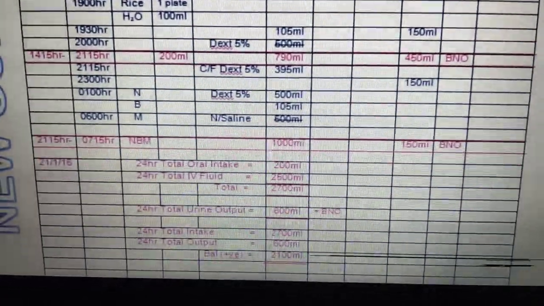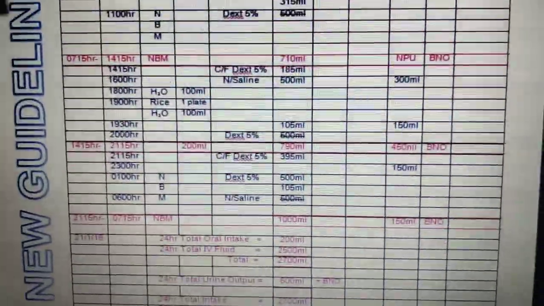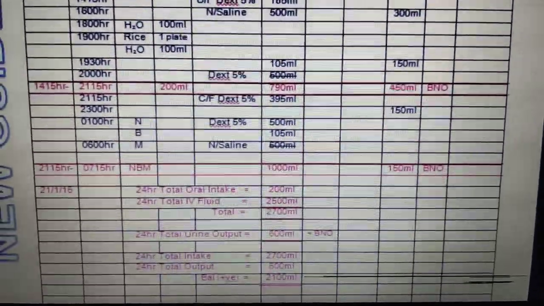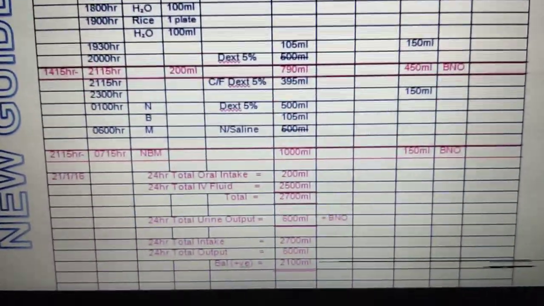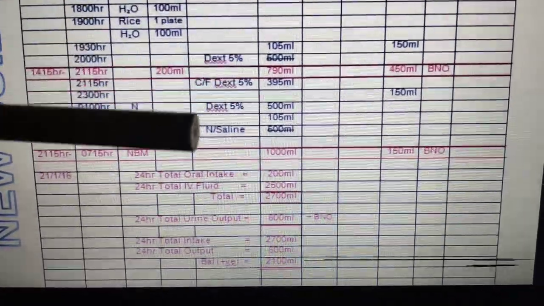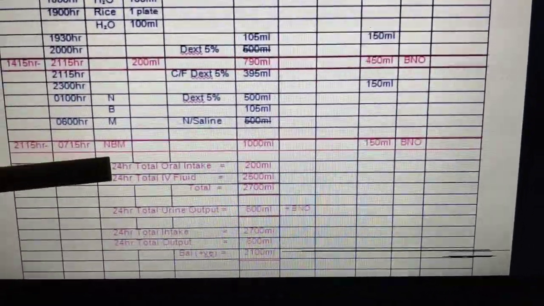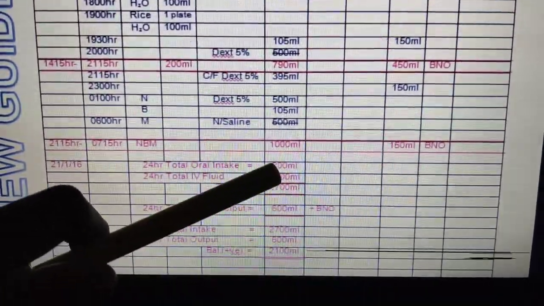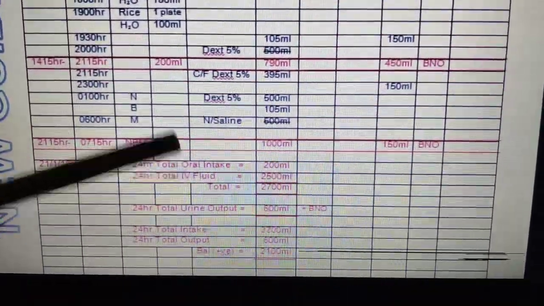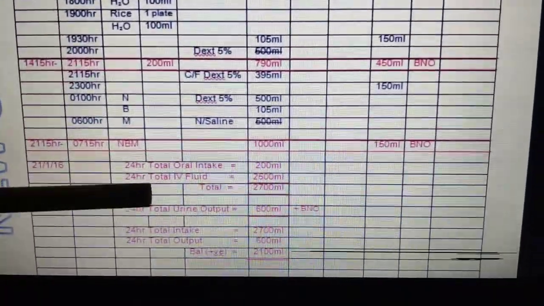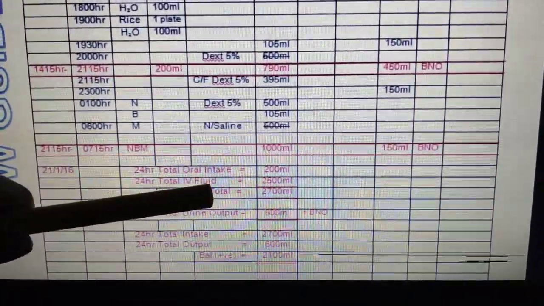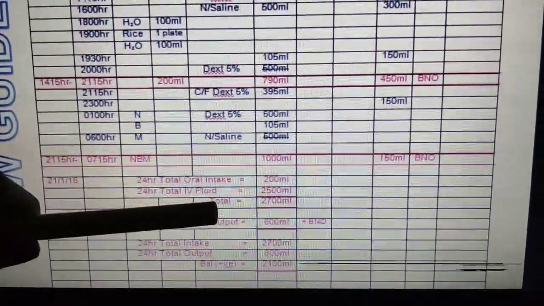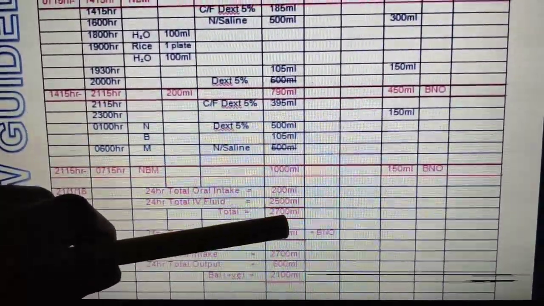After 24 hours, at the end of the last shift of the nurse, she has to calculate all the things together. How? See, like that. 24 hours total oral intake, that is how much? 200 ml. That is oral intake. Then 24 hours total IV fluid intake, that is 2500 ml. Clear, no? So total how much? 2700 ml.